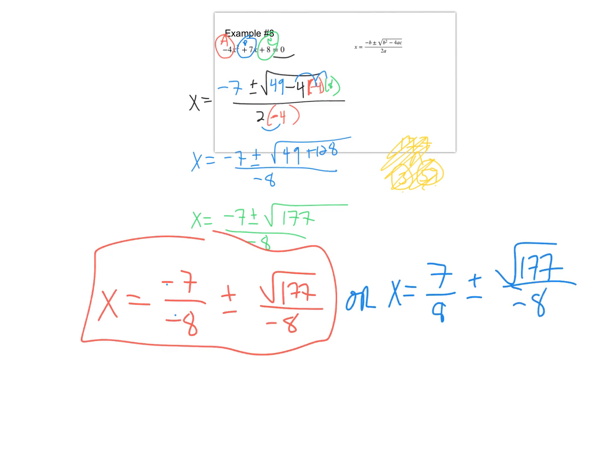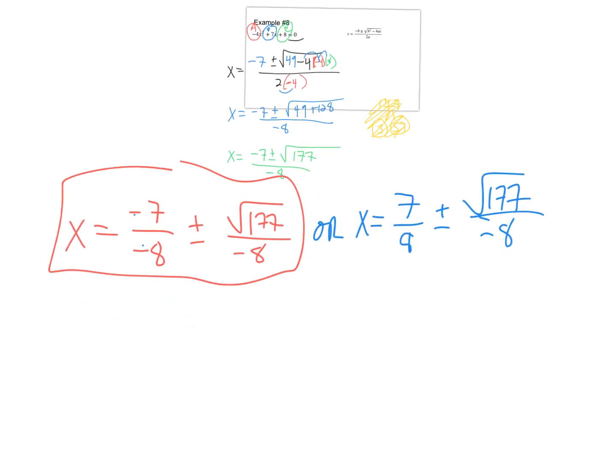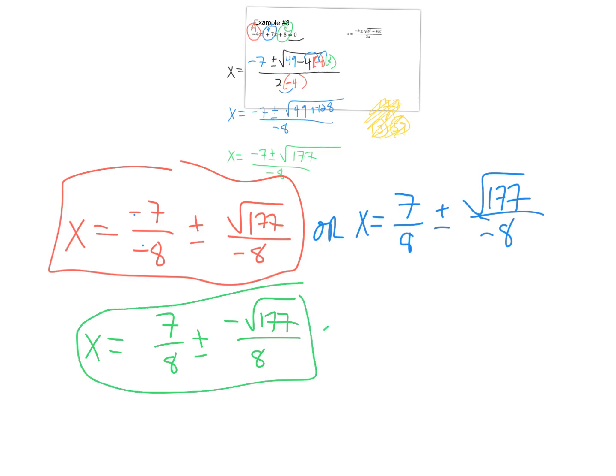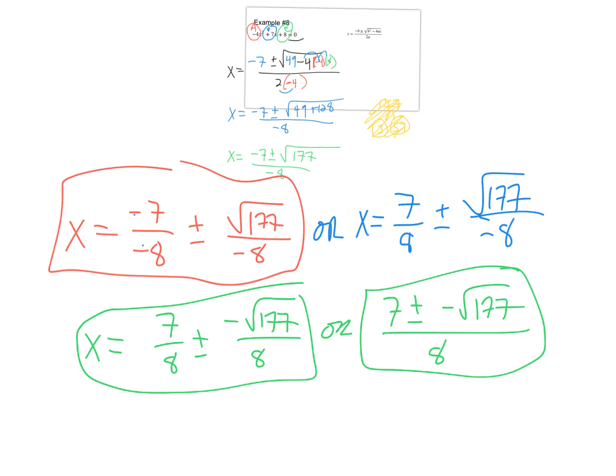Or, let me move things up so we have more room to write our answers here. Some other teacher may say, well, I don't like the negative in the denominator, so you're going to write it as x equals 7/8 plus or minus negative radical 177 over 8. Some teachers say you could write it that way. Or some teachers will say, just move the negative up and combine it. So you'd have 7 plus or minus negative 177 all over 8. So again, how your teacher likes this will depend on how you give this answer. Oh, forgot to circle this.